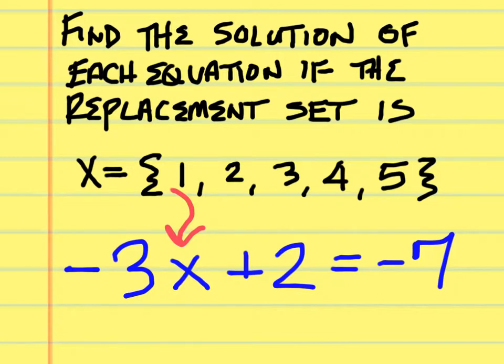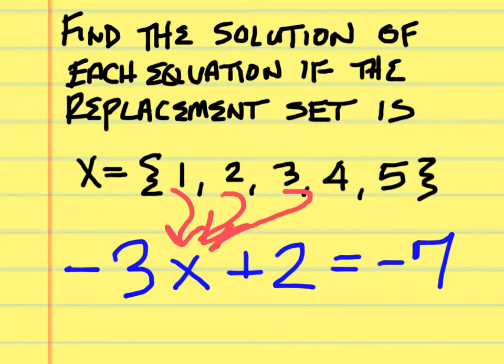Negative 3. What's negative 3 plus 2? Negative 1. Is this going to work? No. So put a 2 in there. Negative 3 times 2 is negative 6. Plus 2 is negative 4. Does that work?